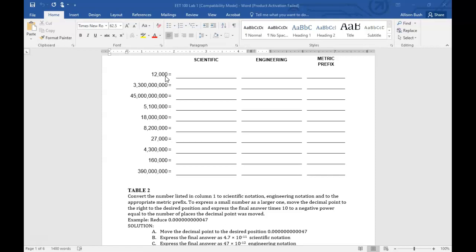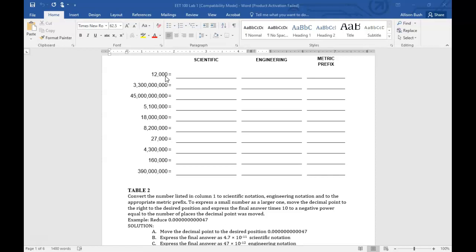Let's see if that follows our rule for scientific. Is the number in front of the decimal between 1 and 9? Yes, it is. All right. Do I have an exponent? Yes, I do.